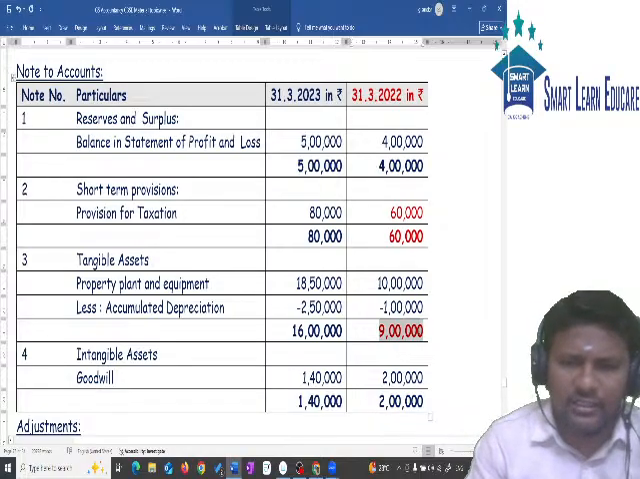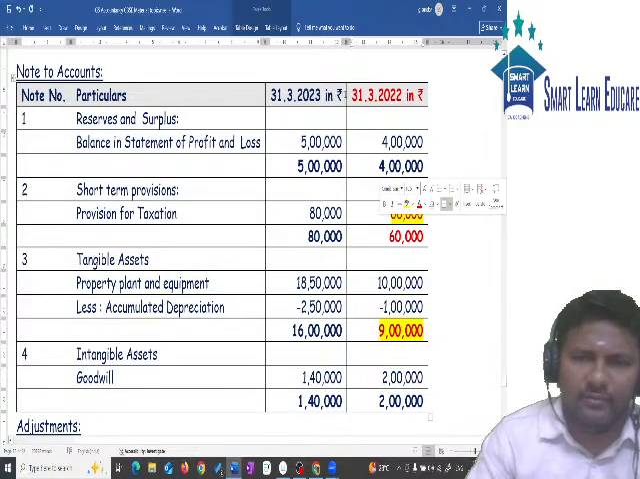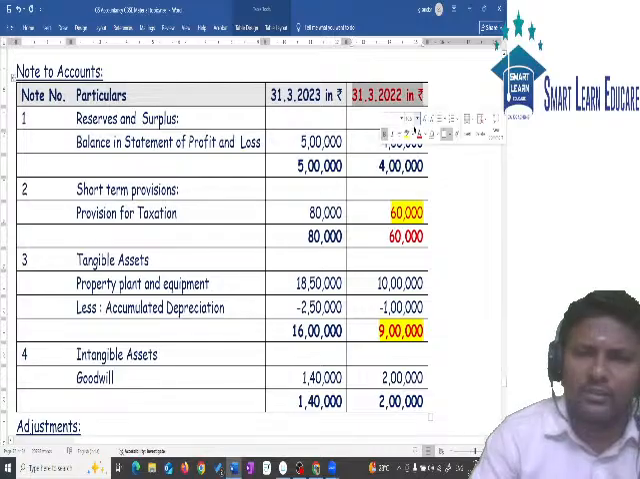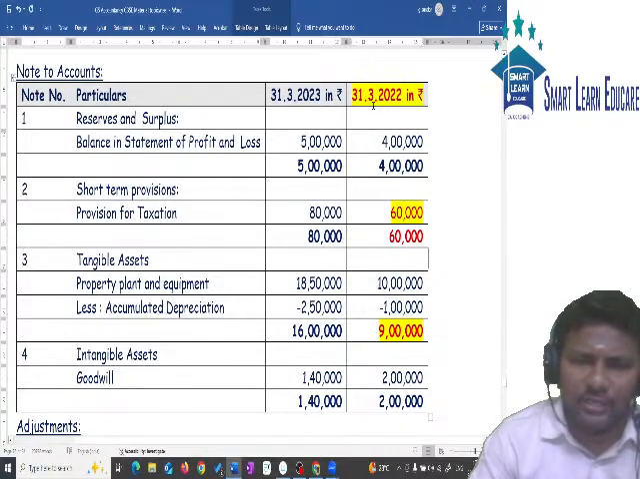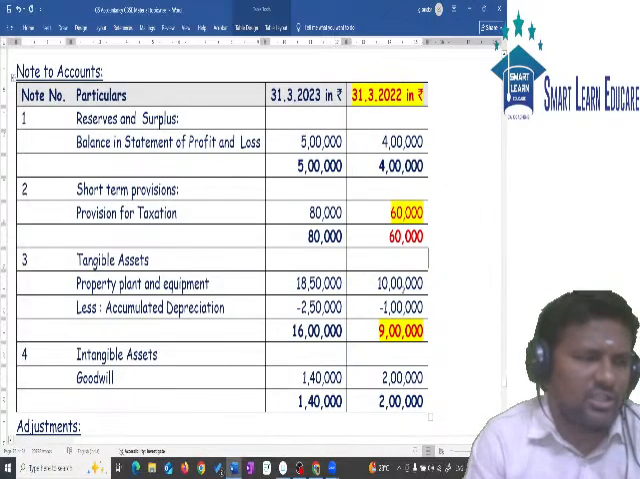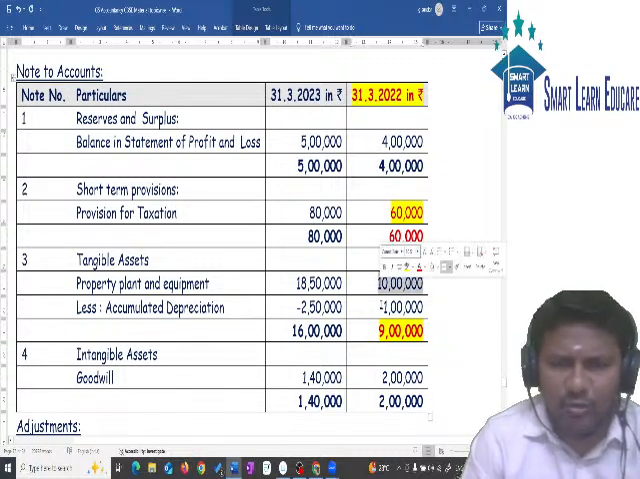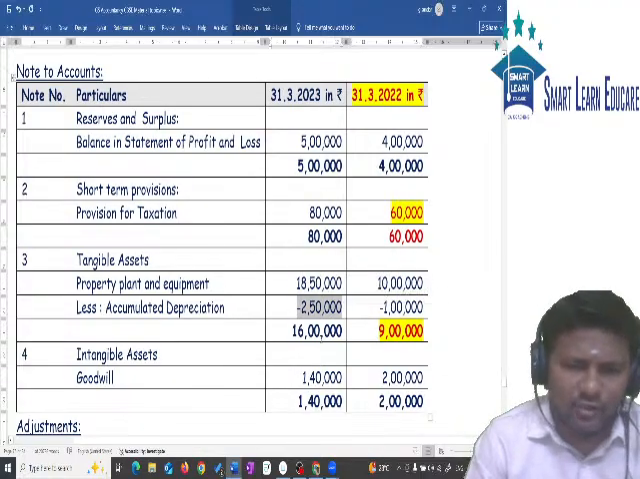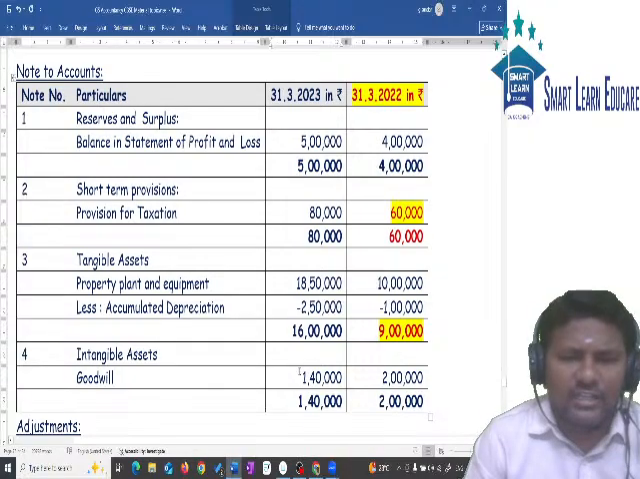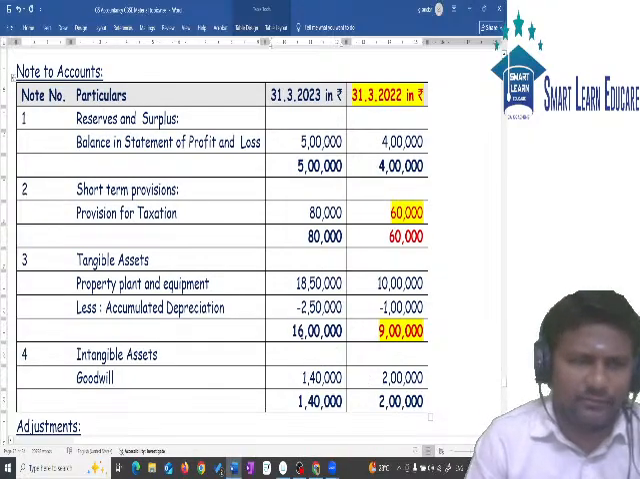Please make a correction here. These numbers which I highlighted, please make a correction in your material. These three things are not typed properly, so I made a change. So 10 minus 1 lakh will give you 9 lakh, and 18 lakh 50 minus 2 lakh 50 will give you 16 lakh. And intangible assets and all are correctly given.